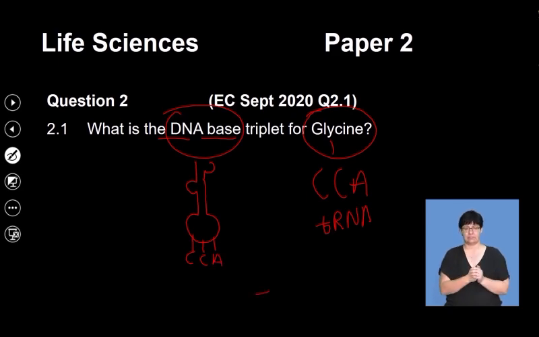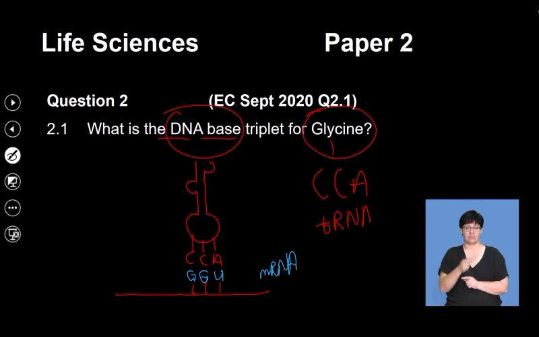Okay, you know that CCA corresponds to a specific, what we refer to as codons. So that codon would be, if we apply our rules of complementary base pairing, a G, and A base pairs with uracil. There's no thymine in mRNA. So that's the mRNA codon.